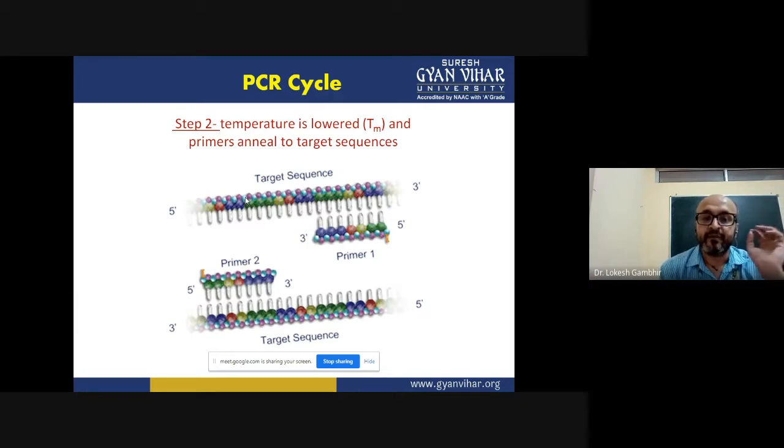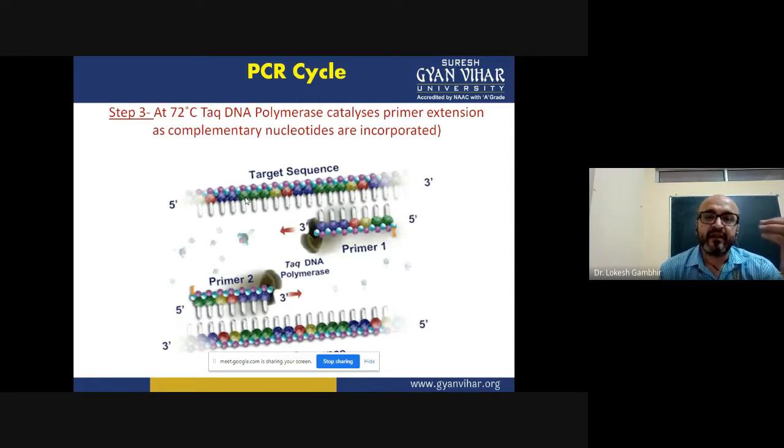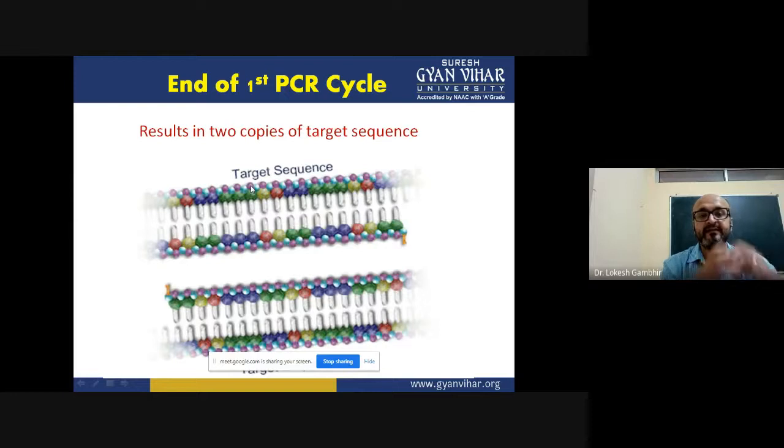And then from 95 degrees Celsius, the temperature is lowered, and primers are allowed to anneal. The annealing temperature can be around 54 degrees Celsius. And then again the temperature is raised. Why is it raised? Because that temperature will favor the DNA polymerase catalytic activity, and based on the primer, that particular Taq polymerase will synthesize the complementary nucleotide, and that is, in a nutshell, the process.